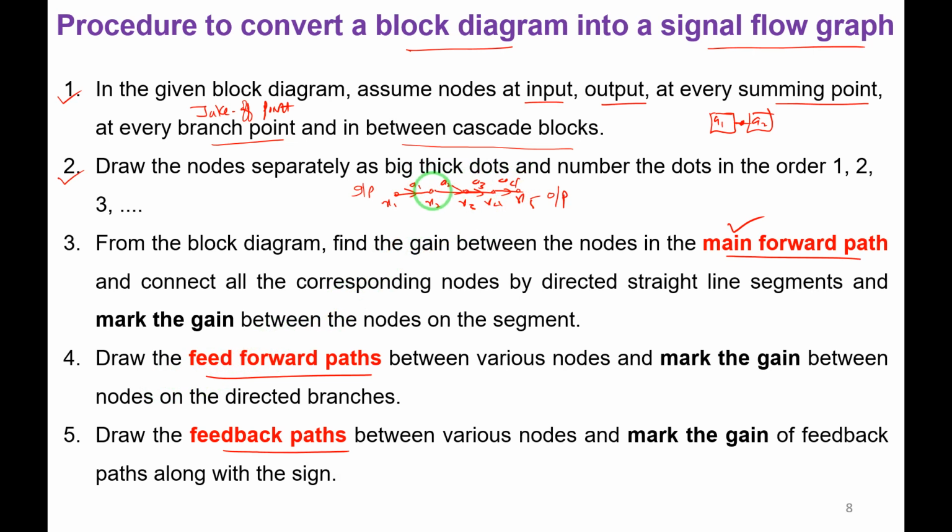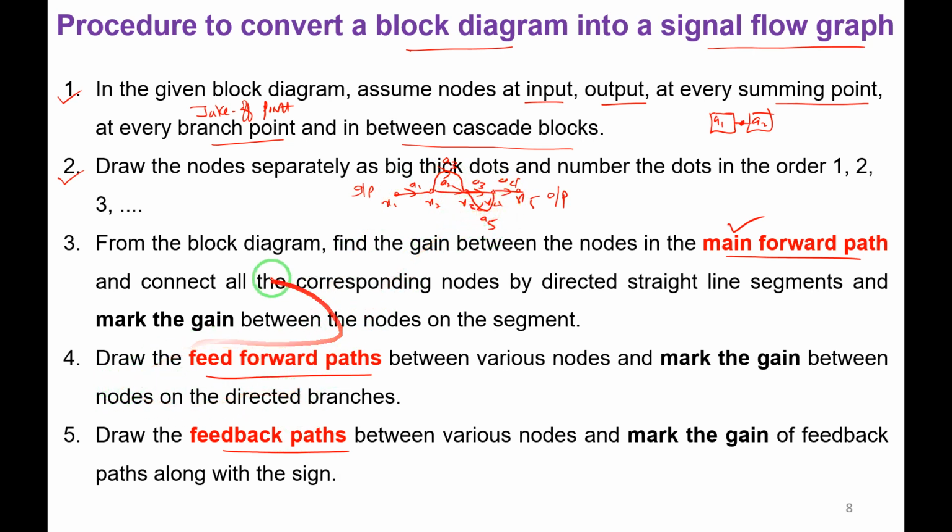Feed forward path means from x2 to x3 it is going like this. So the gain, let me take it as A3, A2 and A3. The blocks in feed forward are in parallel. Feedback path means from output to input like this. This is the feedback. Let the gain be A5, something like that.